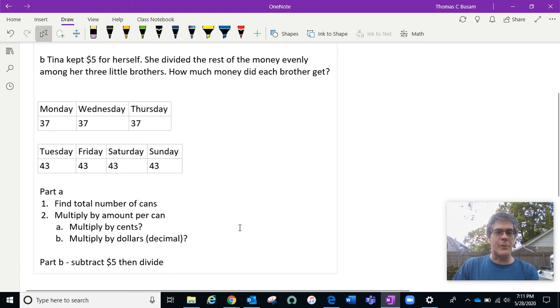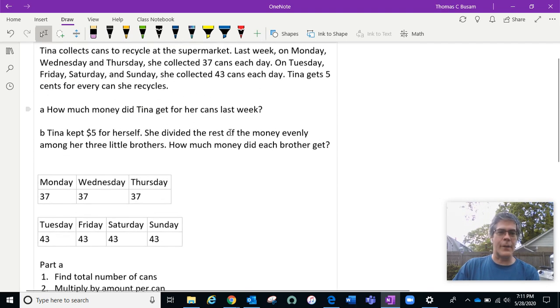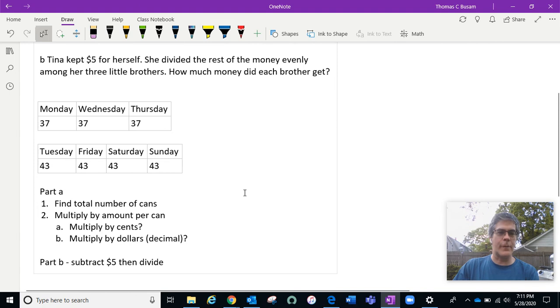So those are the steps that you're going to need to follow. Again, when you start out, take a look at these numbers and think what's the easiest way for you to find how many cans she collected. I'm not going to go through solving the whole thing. I want you to try to do the math on your own, because I think everybody should be able to complete that math. But I wanted to give you those things to think about.